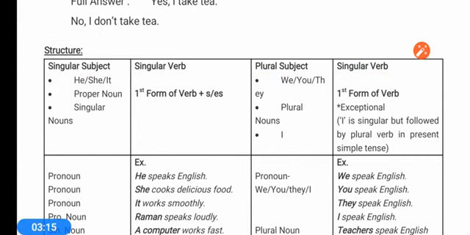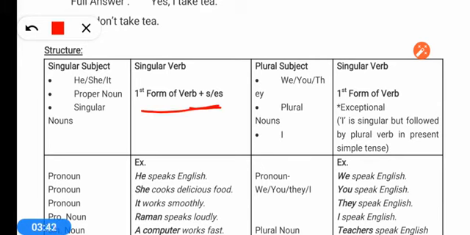So a very simple rule is there: with singular subjects like he, she, it, Ram, Syam, a book, a pen, Bhopal, Indore, etc. These are singular subjects. With these singular subjects we use s or es in the first form of the verb. In the first form of the verb, s or es is added.